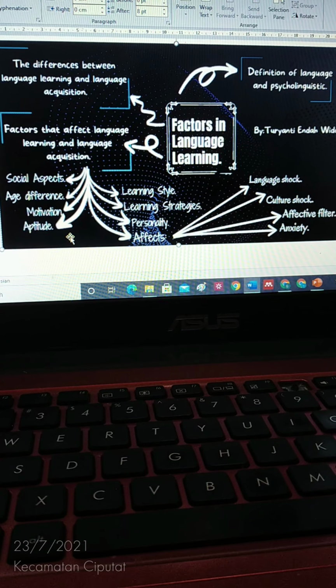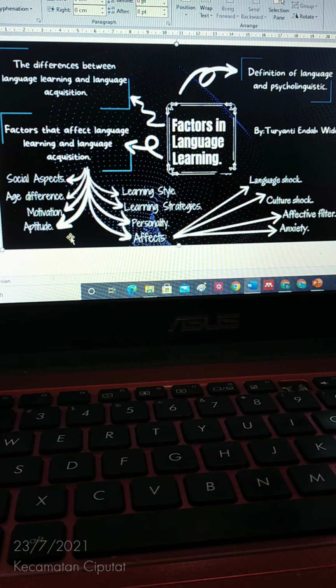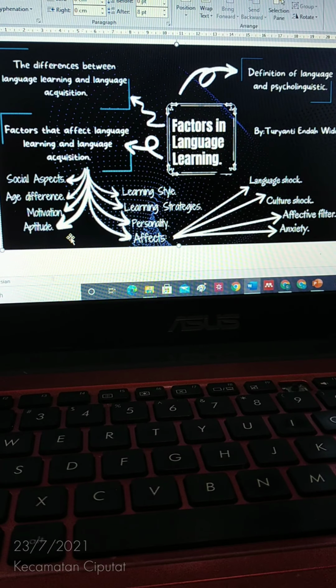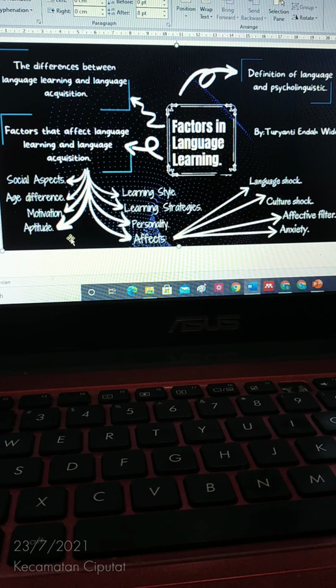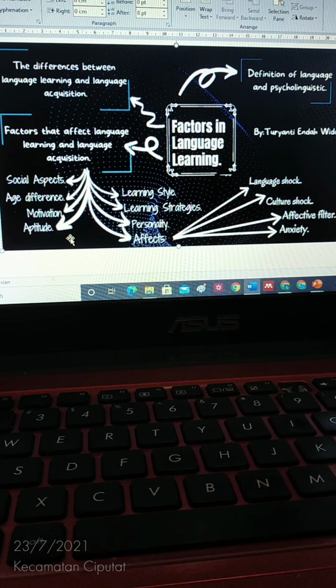Okay? Aptitude is the ability to identify sound patterns in your language, the ability to recognize the different grammatical functions of words in sentences, sentence patterns, and meanings.